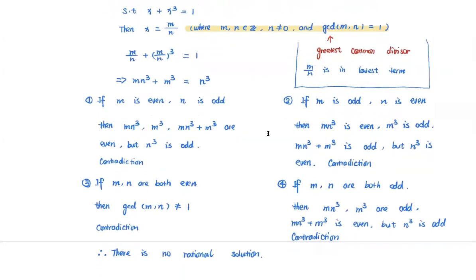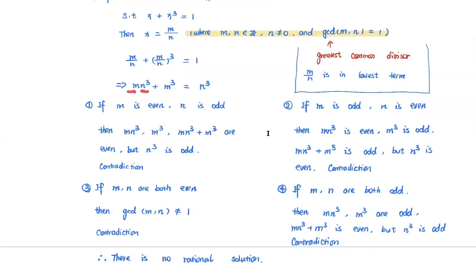The cases we're going to discuss are the parity of n and m. The first case I'm discussing is when m is even and n is odd. So since m is even and n is odd, the terms on the left side and the sum of them are all even. But our n cubed is odd, so that's a contradiction. You cannot have an even number equal to an odd number. So that's the first contradiction. The second contradiction is when m is odd and n is even. So you find the parity of each term and then the sum of them, and you'll reach a contradiction. Cases 1, 2, and 4 are simple. The only thing that I want to talk about is case three.